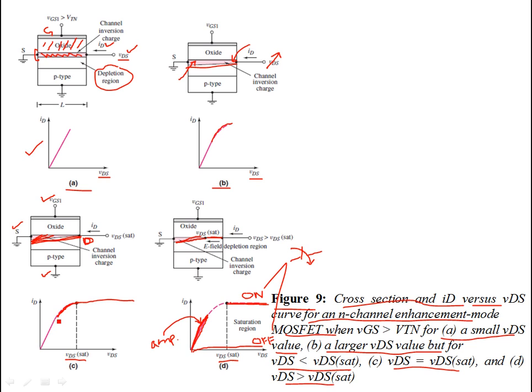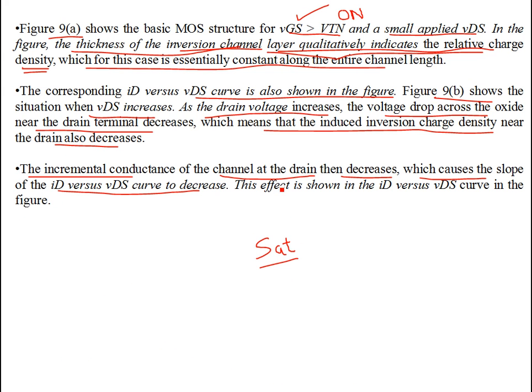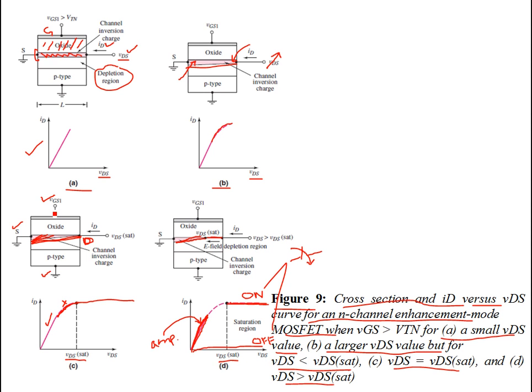These two slopes are different. There's a difference between this slope and this slope, because you are reverse biasing the PN junction across the drain terminal, so you are varying the channel width over here. This effect is shown in the ID versus VDS curves in figure 9.